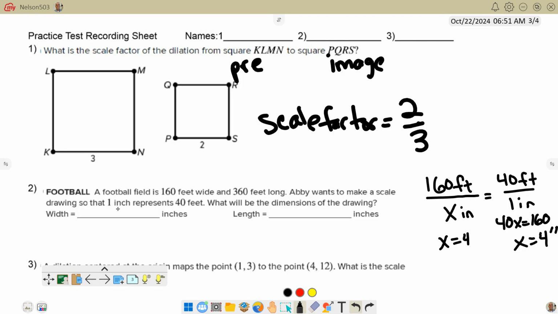So the width is 4 inches. And then you could do the same kind of thing. If I divide this by 40, kind of looking ahead here, you'd have 360 on this side. If I divide by 40, I get 9 inches. So we got something that's 4 by 9.